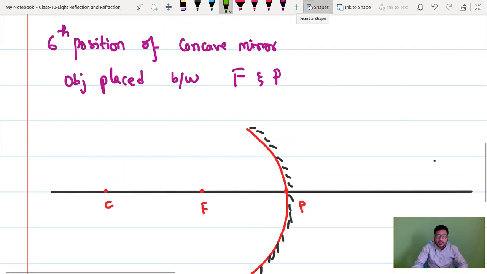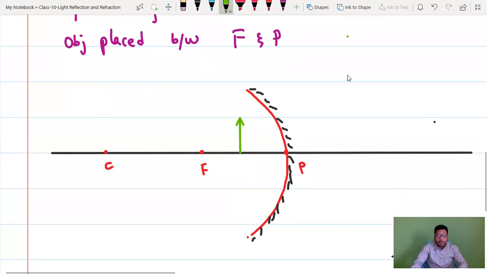Let us take an object and let us place between F and P here, like this. So now object is placed between F and P. Now, in last lecture we have discussed, if you want to draw ray diagram, first line we have to draw from the head. That also should be parallel to principal axis. If you are drawing like this, what will happen? After touching the mirror, this ray should pass through focus, isn't it?